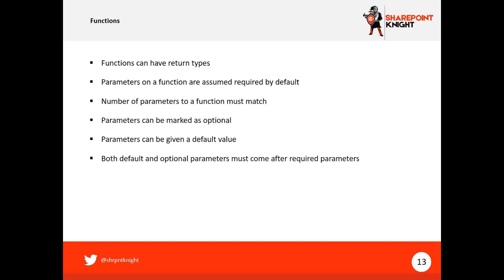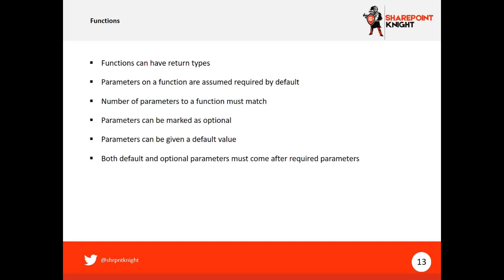Also, because this is TypeScript, functions can have a specified return type. So we can say our function will always return a string or will always return a Boolean value. That way, our type checks can say, hey, do the data types match, and we have our IntelliSense and all those sort of things with it.